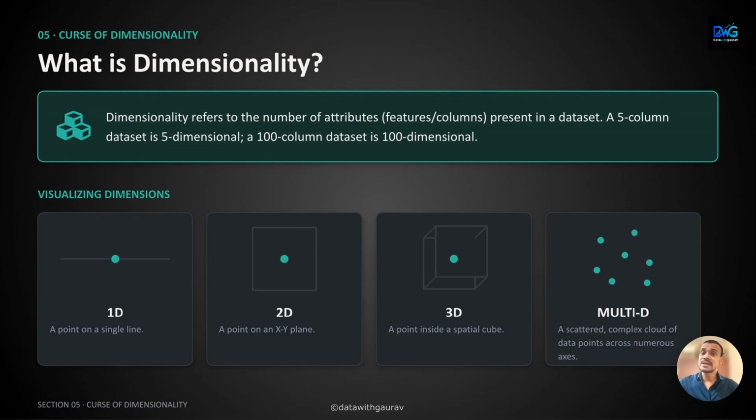This increase in dimensionality creates several unexpected challenges for machine learning models. In the next few slides, we will explore why simply adding more features doesn't always improve a model. In fact, beyond a certain point, more dimensions can actually make learning much harder for machine learning models. So, this phenomenon is what we call the curse of dimensionality.